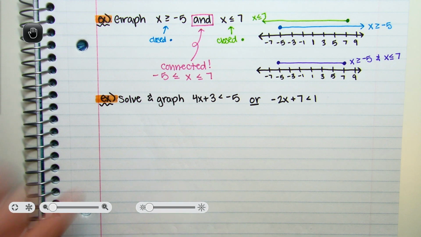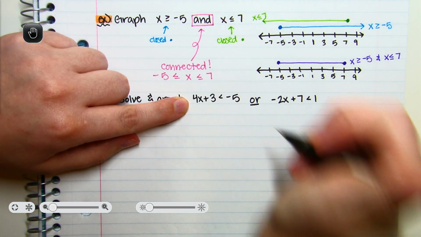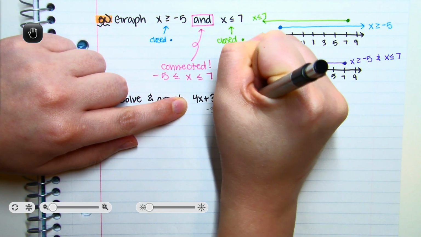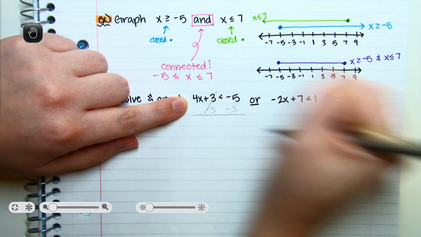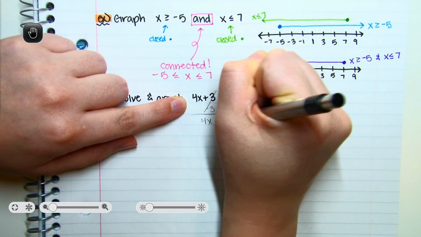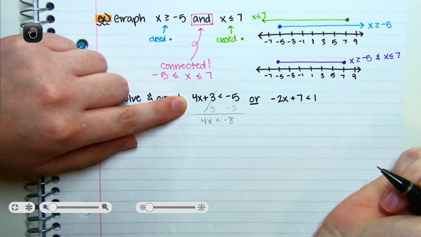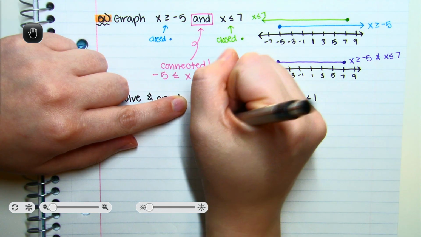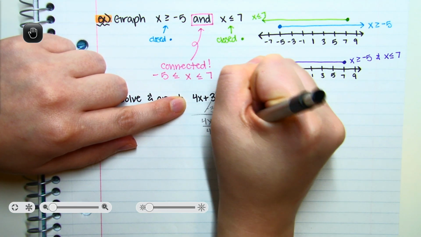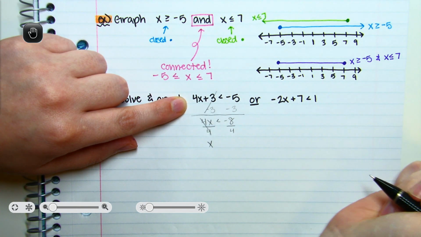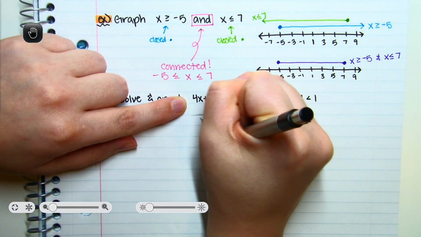All right, so first thing I do here is subtract 3 from both sides. So I get 4x is less than -8. And then divide both sides by 4. And I divided by a positive number, so my inequality stays the same.